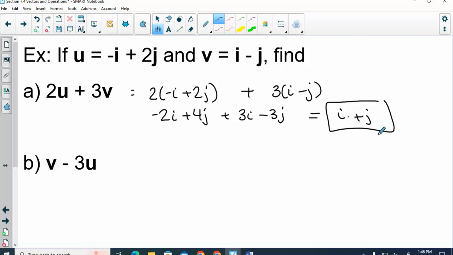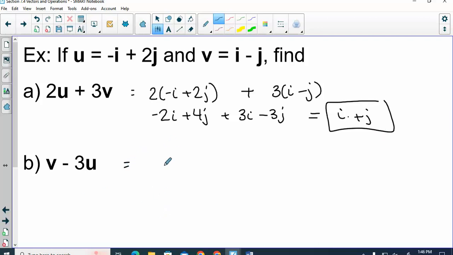Well, i and j are each vectors themselves. Yeah. I can't get down to the bottom. Yeah. But don't spit it out.